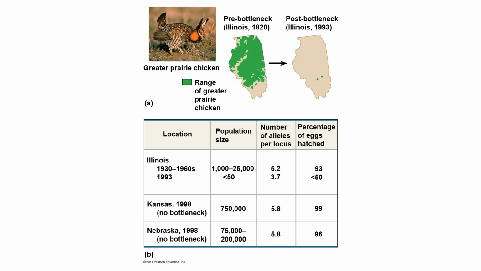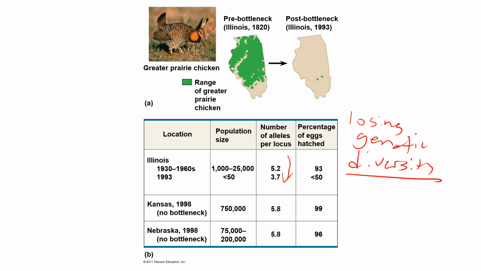Since you're losing alleles due to this bottleneck effect, you are losing genetic diversity. Also look at the reproductive success of these birds. Prior to the bottleneck, 93% of the eggs they laid hatched. Now, less than 50%. So this is not a healthy population.